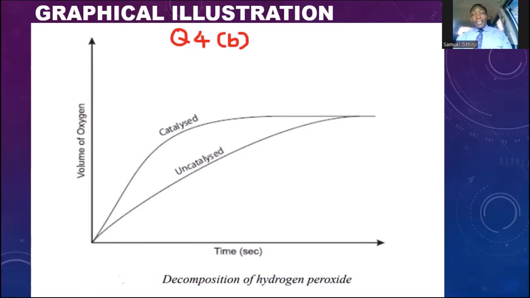So what exactly will it do? A catalyst will just speed up the time taken for the yield to be produced or the reaction to go to completion. Moving on.